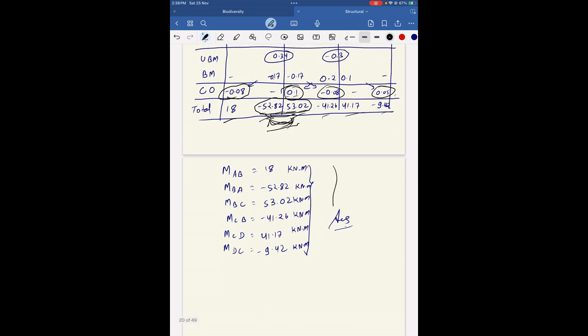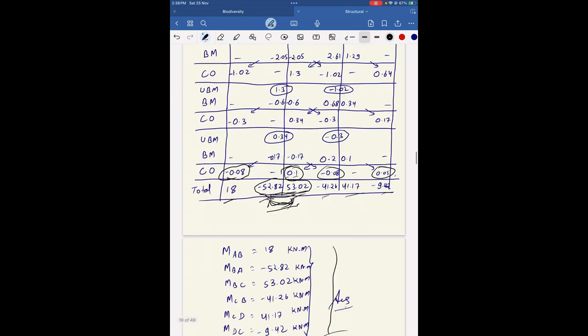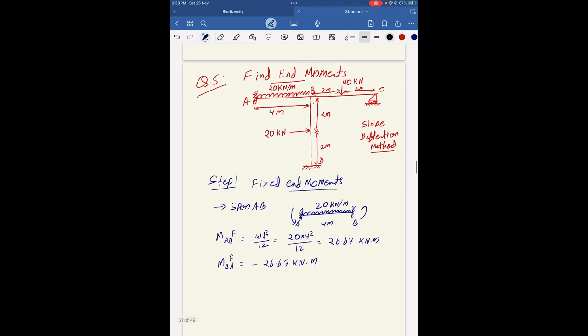So here is the end moment of this equation. Through this end moment we can draw the bending moment diagram very easily. So next we see the question number 5.